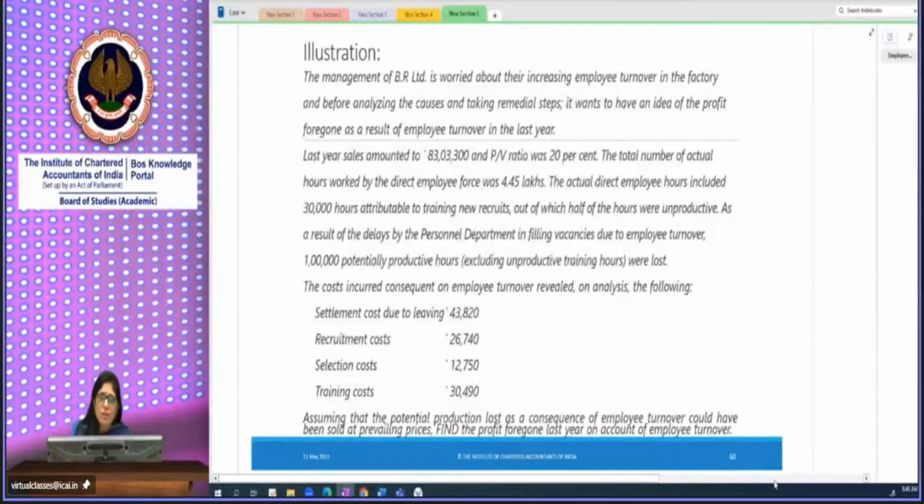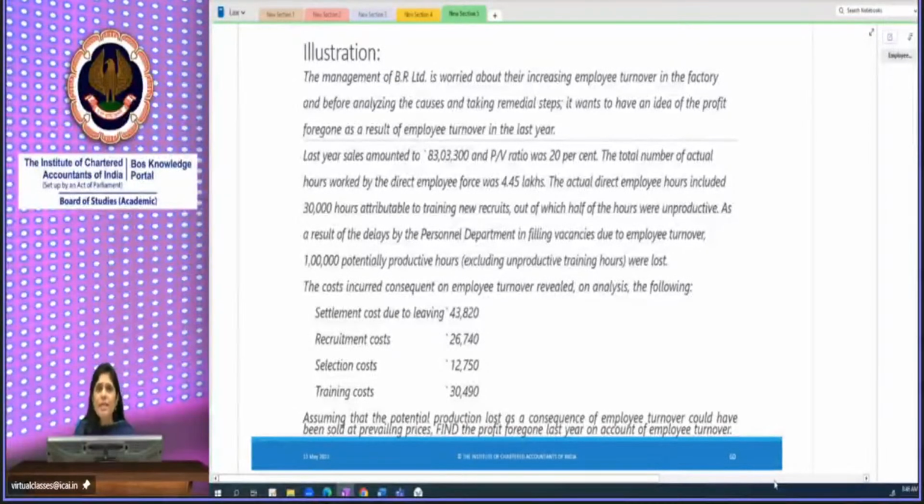New joinees we include in labor turnover. Why do we include new joinees, Anupam, in labor turnover? Are those new joinees not leading to cost to the organization? These new joinees are increasing the cost. What cost are the new joinees increasing?